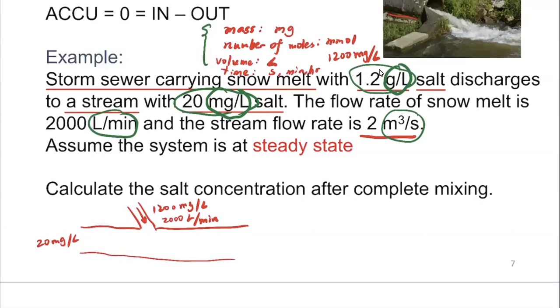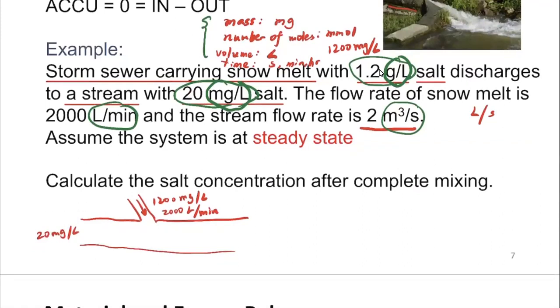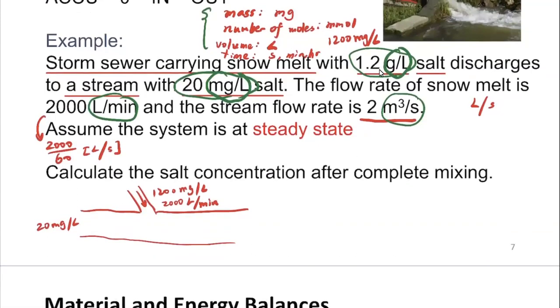So let's convert everything into liter per second. If it's liter per second, then we need to divide this 2000 by 60, because each minute there are 60 seconds, right? And for the stream, this is 2 meters cubed per second, so we need to convert it into 2000 liter per second. This is how we convert all the units into the same set of units before we try to solve this physical mixing process.